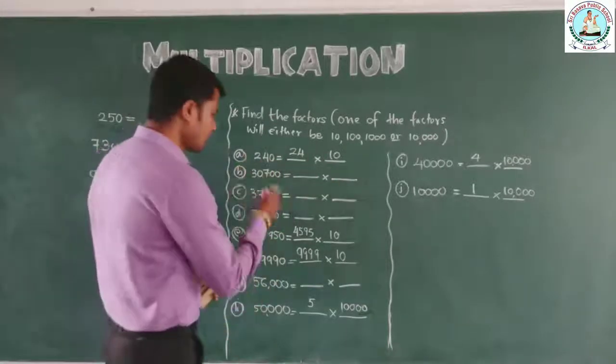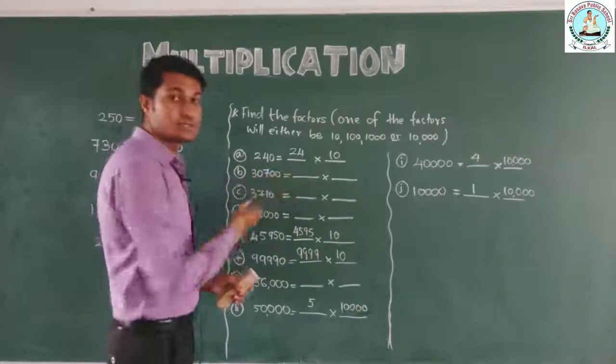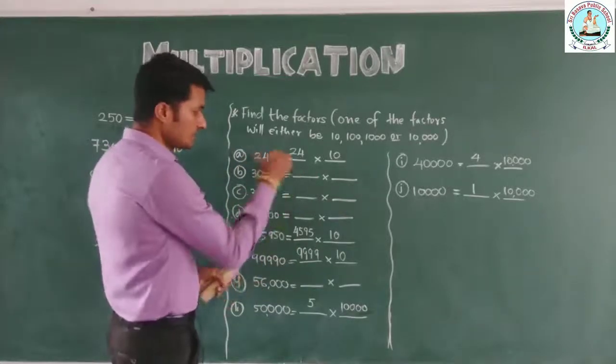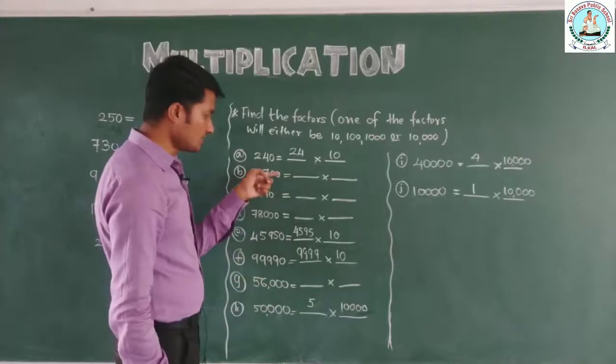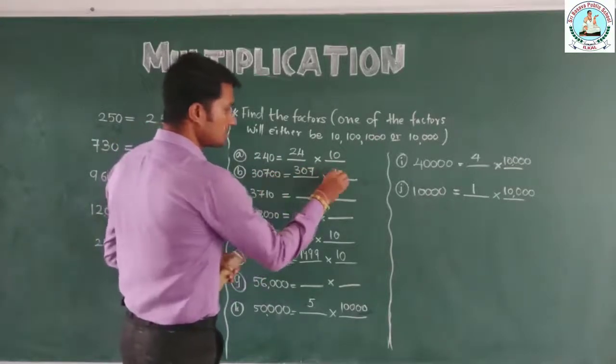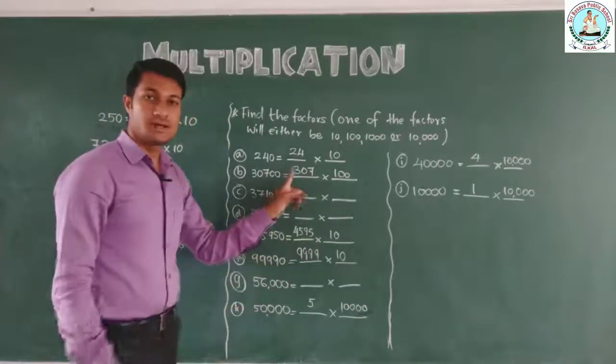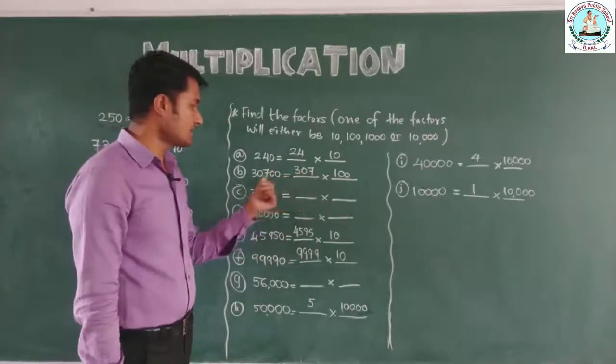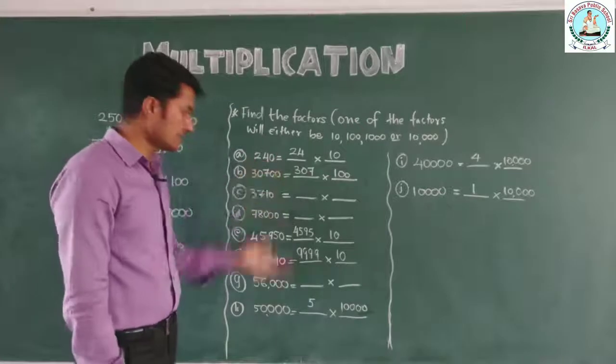Similarly, how many hundreds are there in 30,700? Simple, just cover the number of zeros. So when you cover the number of zeros, you see only 307 here, and 2 zeros mean it is hundreds. So there are 307 hundreds in 30,700. So like this you can express the remaining.